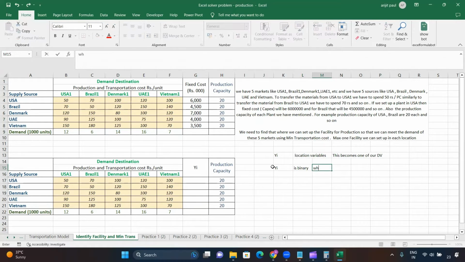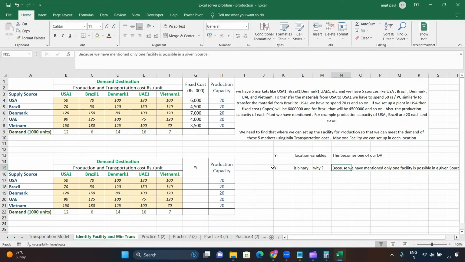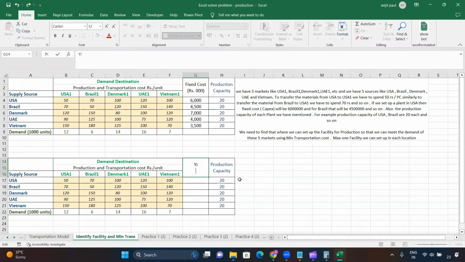Is binary. Why? Because we have mentioned only one facility is possible in a given source. So yi can be only 0 or 1. That is why it's a binary variable. Okay, so let me write these statements down here.